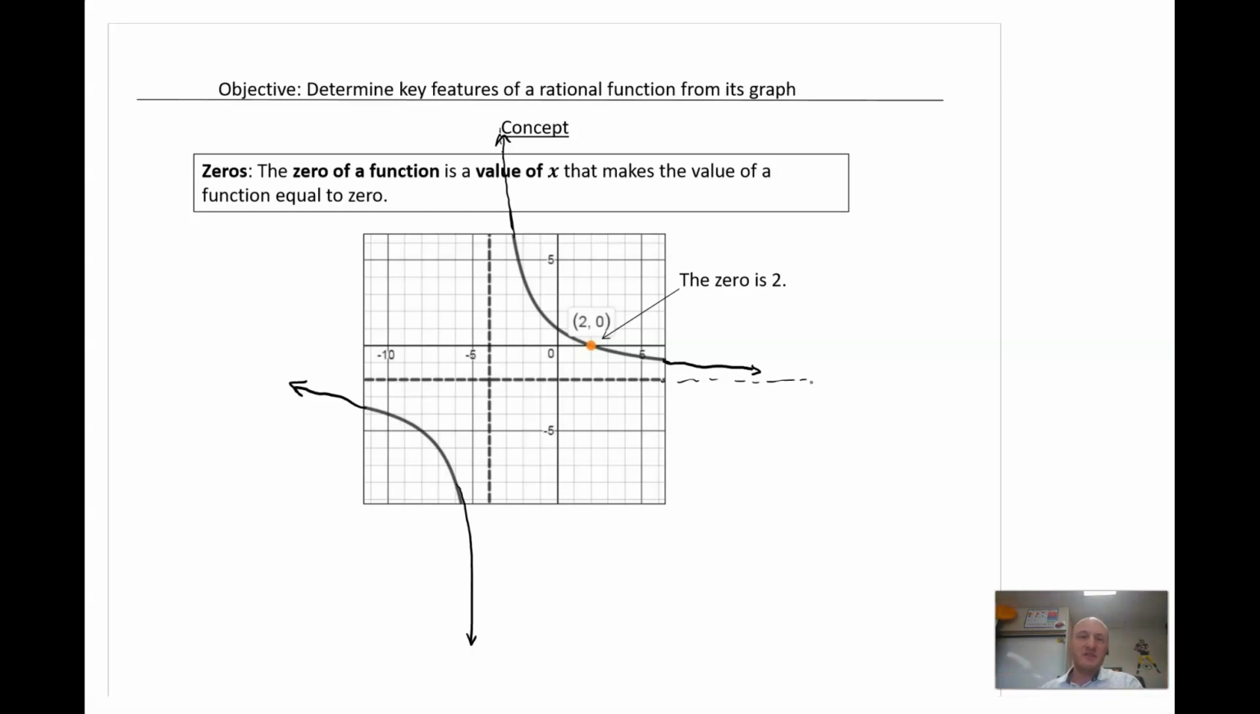And the first key feature that we're going to talk about is a zero. Very, very easy. It is pictured here. Here is a zero, and a zero is an x value. Again, it's the x value that just makes the function zero. So in this case, the function intersects the x-axis, which makes it a zero, at the location 2. So the zero is 2.